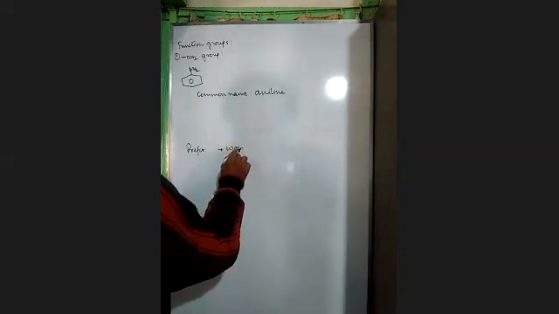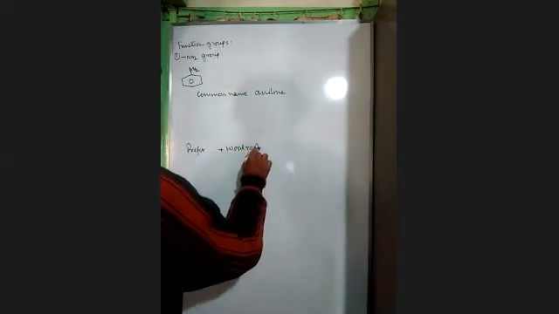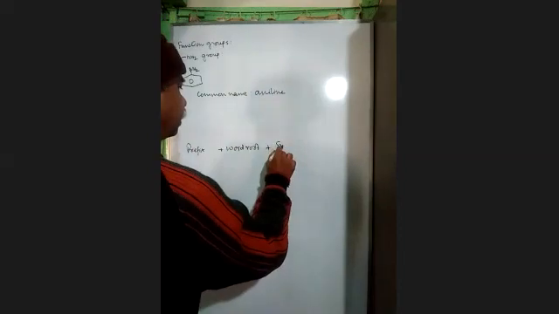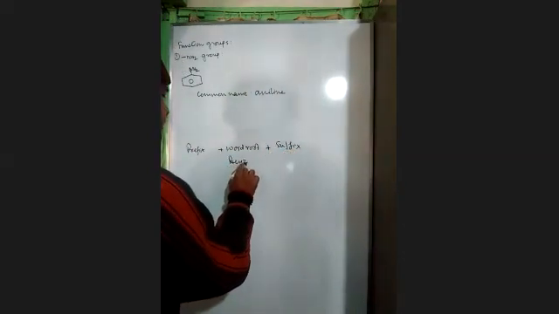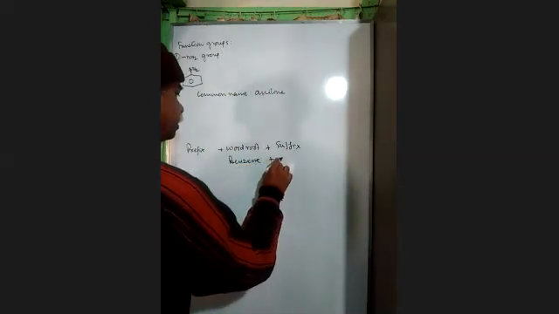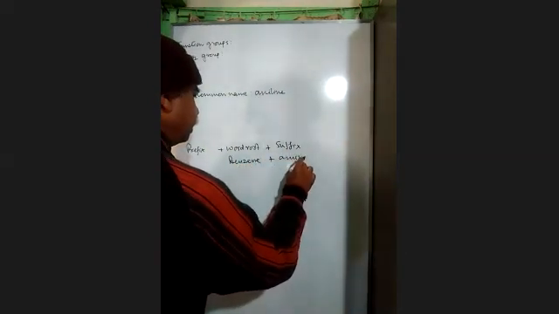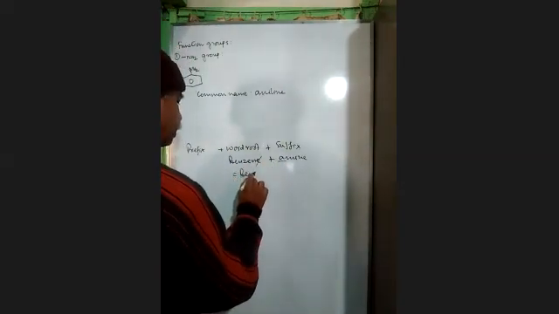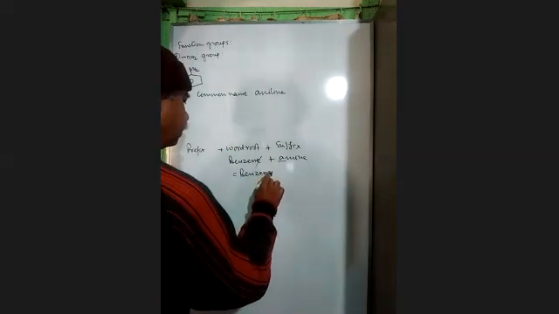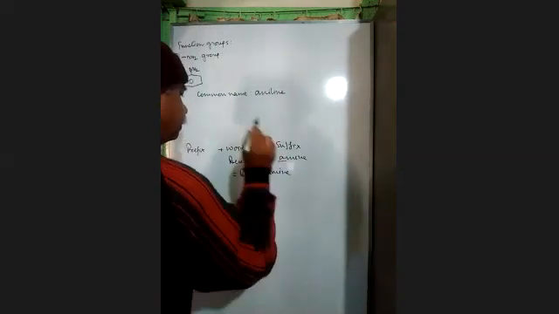Okay. Now what will be the IUPAC name of this? Prefix, word root, and suffix. What is this? Benzene. The e is a vowel, this will be dropped. So what will be the IUPAC name? Benzenamine.